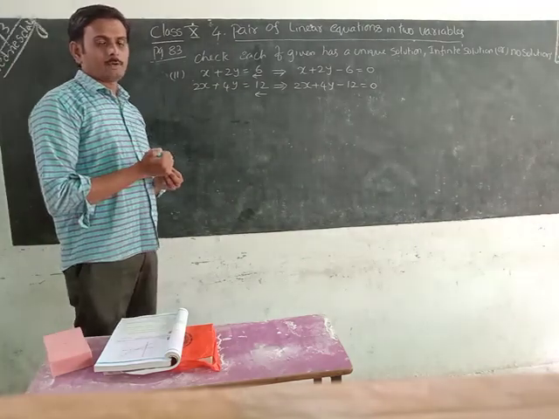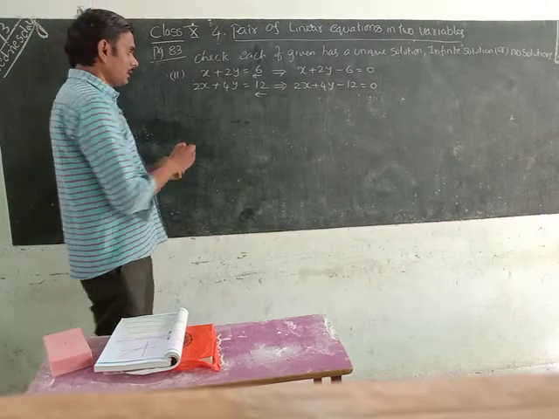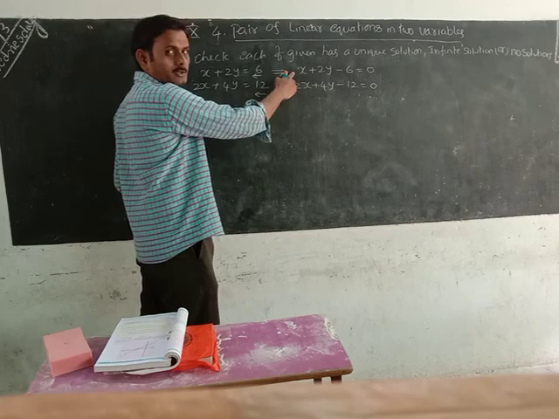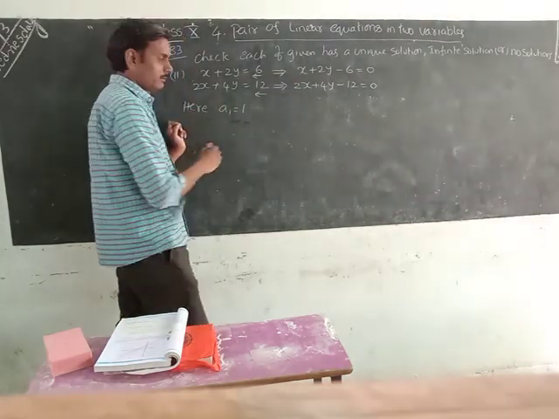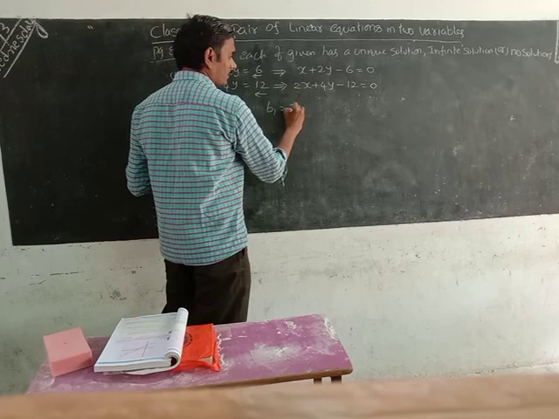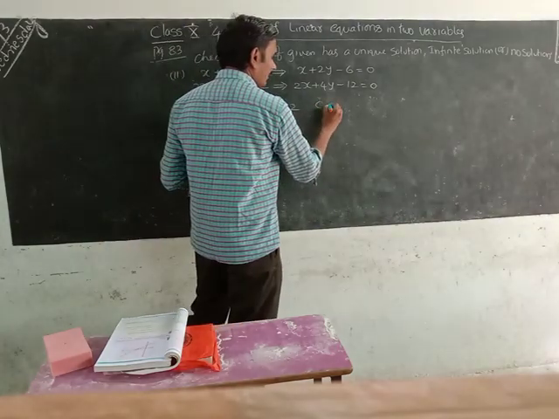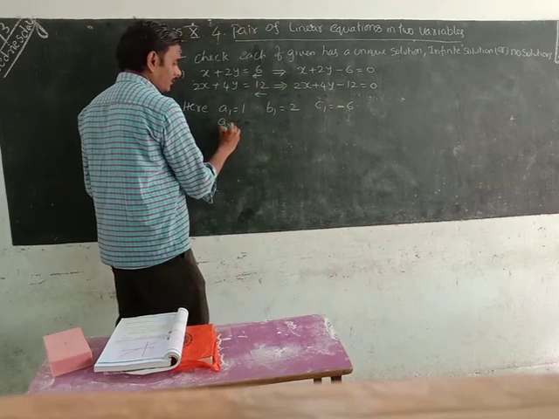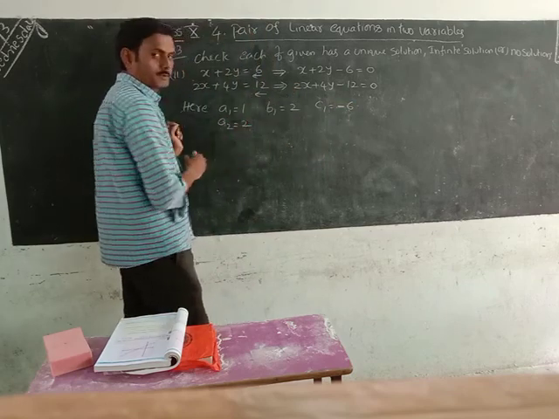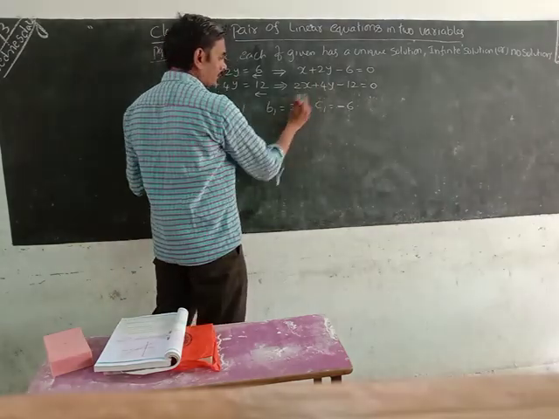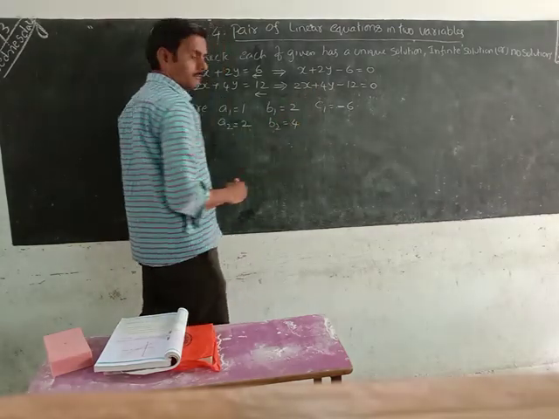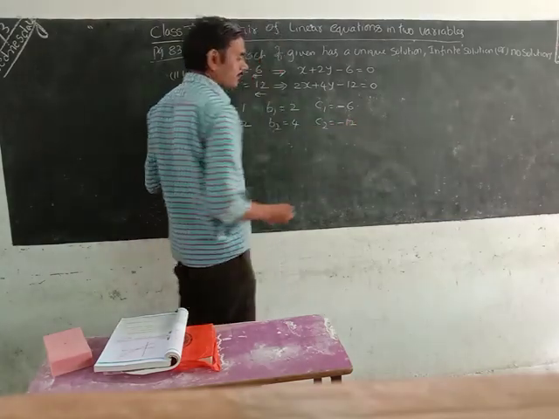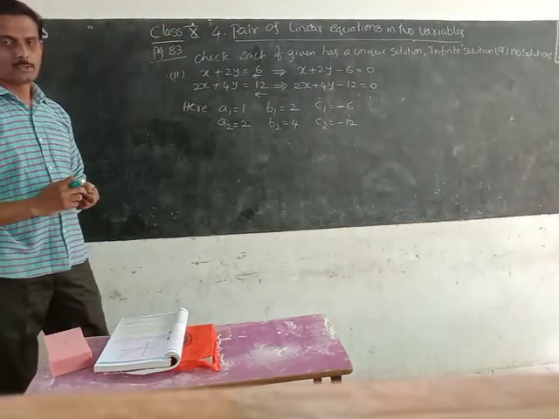Now identify the A1, B1, C1, A2, B2, C2. Here, A1 equal to, before x no number is there. No number is there means A1 equal to 1. Similarly, B1 equal to 2. C1 equal to minus 6. Similarly, A2 equal to 2. B2 equal to 4. C2 equal to minus 12.